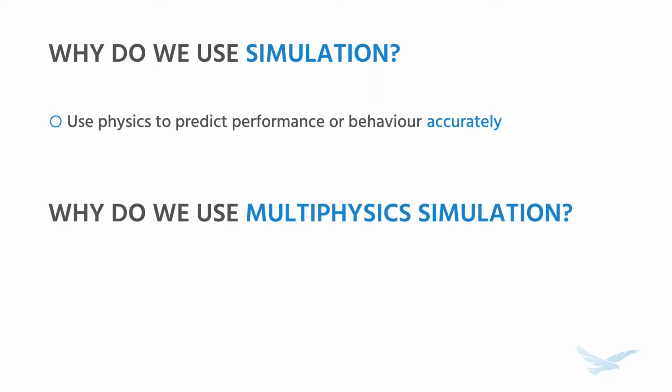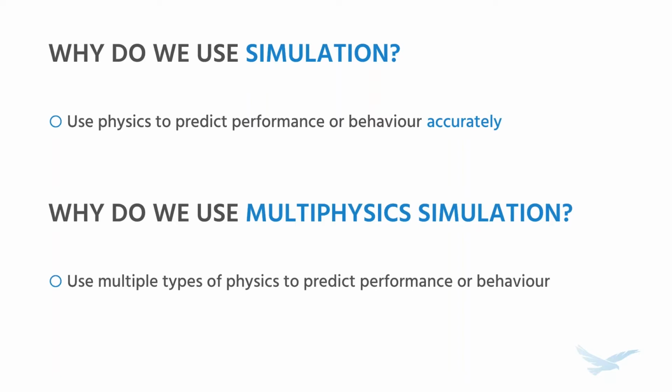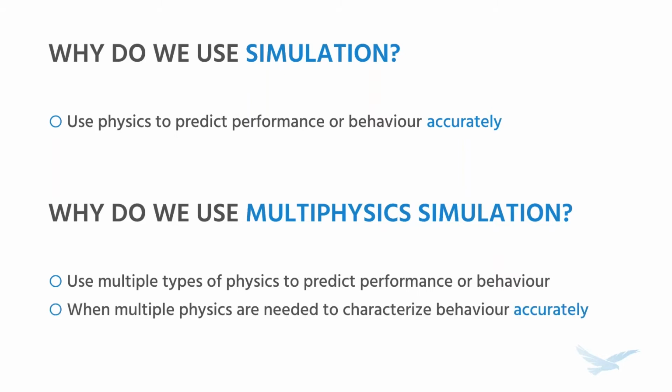So why do we use multiphysics simulation? Well, it's the same route to goal. We're trying to predict performance using physics calculations, but we're going to be considering multiple types of physics. And that's important when we have problems where you need multiple types of physics to get an accurate result. Right? Some problems can be described with one type of simulation, but some problems, if you try to use only one type of simulation, you're going to get a bad result.